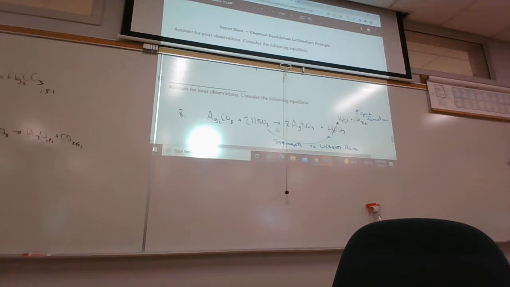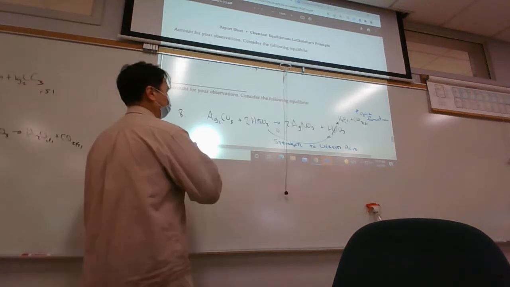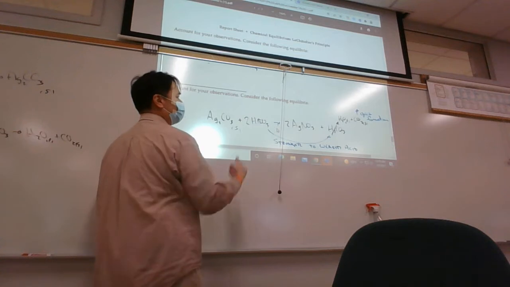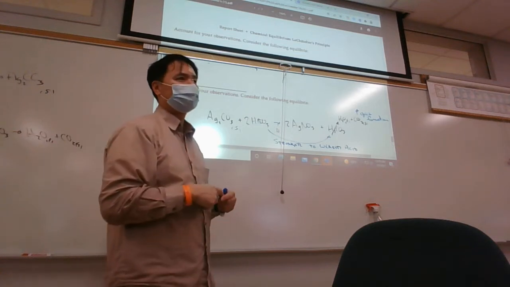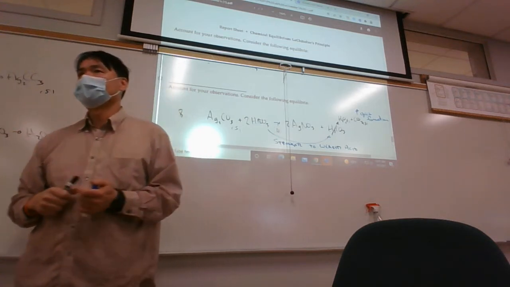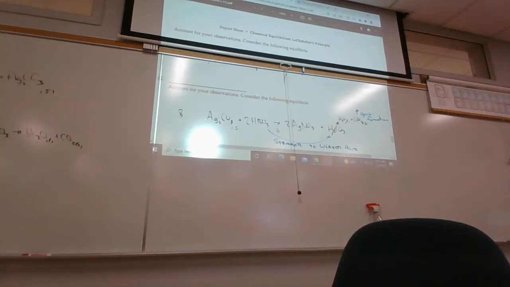So, silver carbonate's a solid. Nitrate's a spectator, so essentially it comes out very similar. So those are 2 different ways we could represent this particular reaction. Okay, is that clear for that?